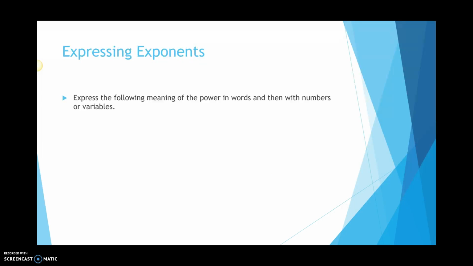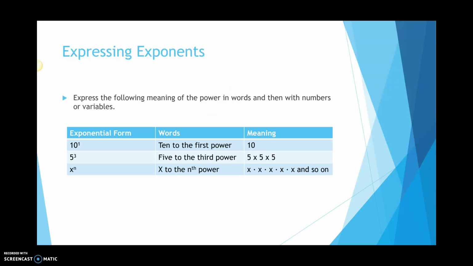Expressing exponents. Express the following meanings of the power in words and then write numbers or variables. So here we have a chart with the exponential form, how it would be with words, and what the meaning is. The first one we have here is 10 to the 1st power. In words, that's 10 to the 1st power, and the meaning of that would just be 10, because 10 to the 1 is just 10.